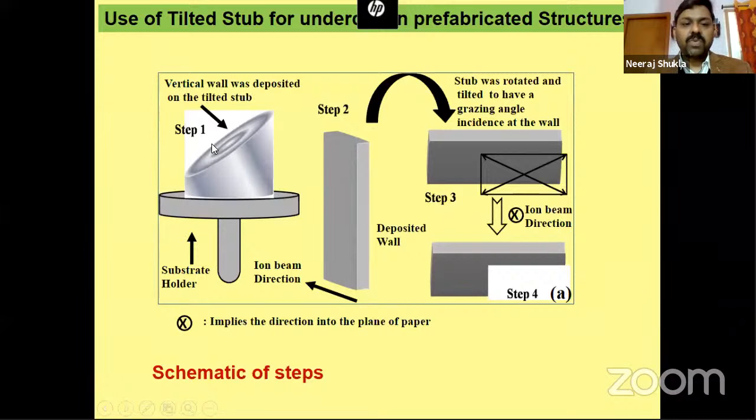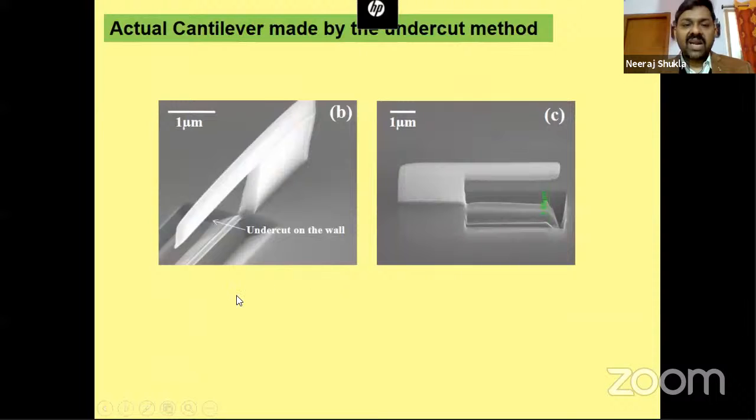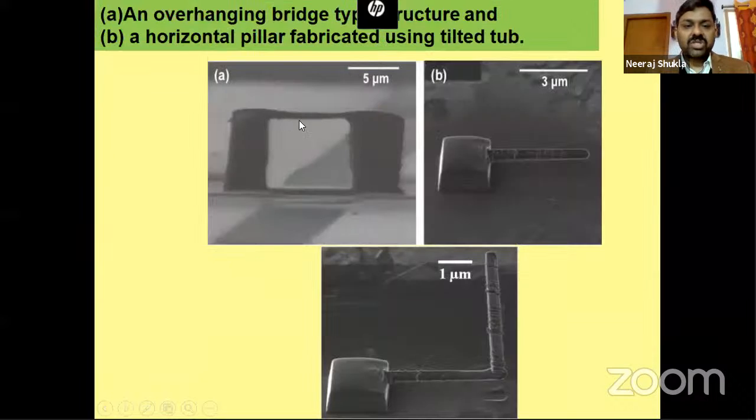tilting of this. So now if you paste your sample over here, you can access the regions which you otherwise cannot access. Okay. So like this portion, I can mill, and we can make a cantilever. This is the actual structure which we made. So now I'll show you all the structures. Like this, we made a wall, and then the inner region we milled, okay, using that as a stub.